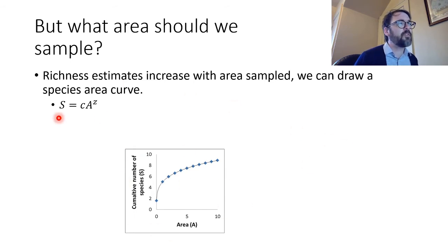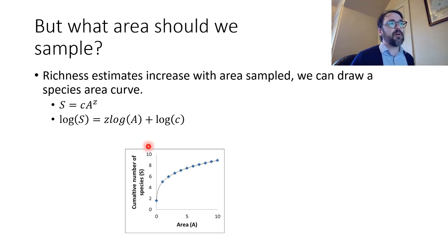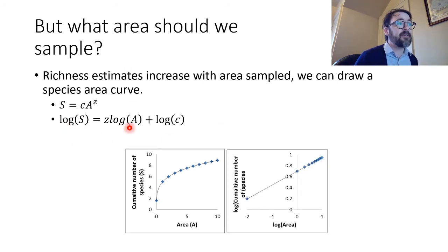So if we take the log of both sides, right? So log S, if we take the log of this side, these are tricks that you probably don't remember from math, but what happens is if you take the log of this, the exponent comes down in front, and things that are multiplied together are added together in log space. I know this looks a bit weird, but what you've actually got here is now just a straight line where the x is log A and the y is log S. The slope is z and the intercept is log C.